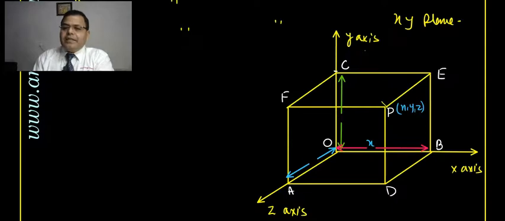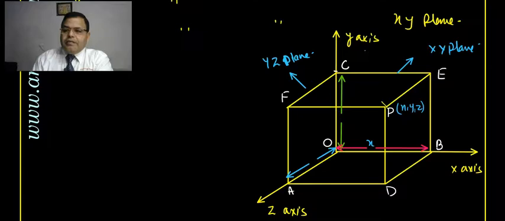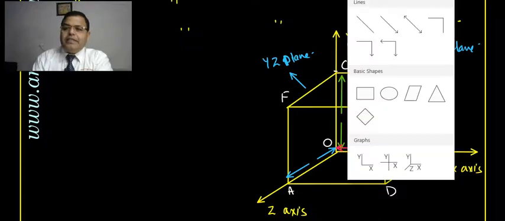This is the distance along the x axis from the yz plane. This plane is called the yz plane. The distance of this point from the yz plane is this distance, and it is the same as this distance, so that is the x coordinate. This plane is made of x and y, so it is called the xy plane. And this plane is made of the x axis and z axis, so it is described as the xz plane.